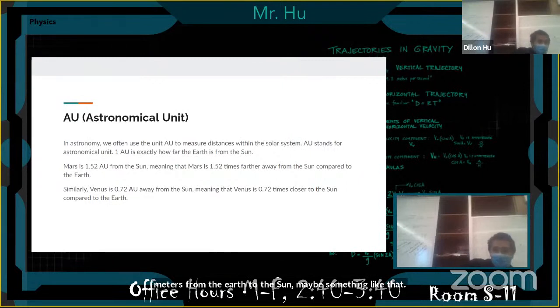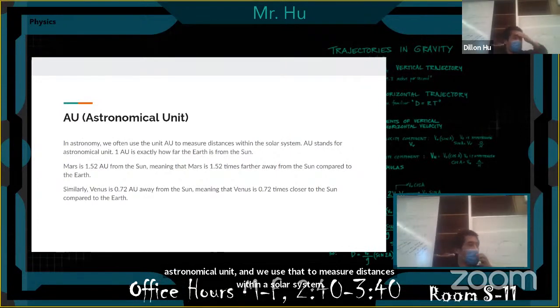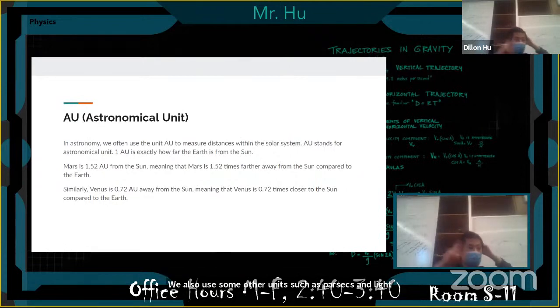Okay, so I could say that, or I could just say that's 1 AU. So I think it's more efficient. So basically, in astronomy, we often use the unit AU, which means astronomical unit, and we use that to measure distances within a solar system. We also use some other units such as parsecs and light years, but those are usually for much bigger distances. Within a solar system, you usually use AU.